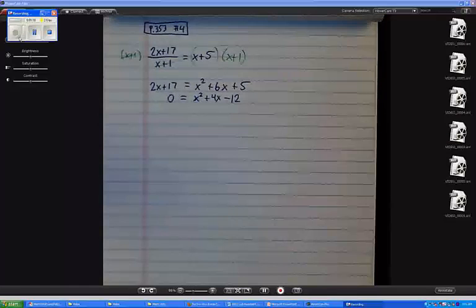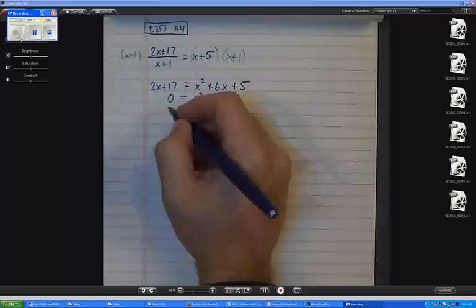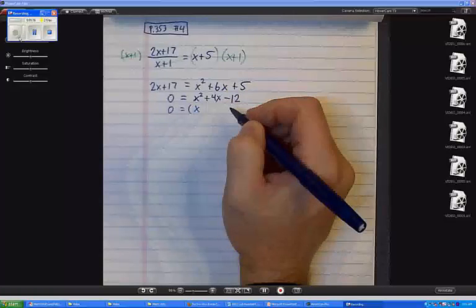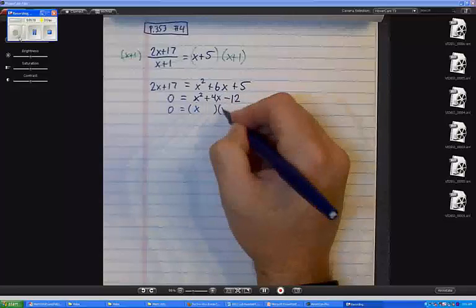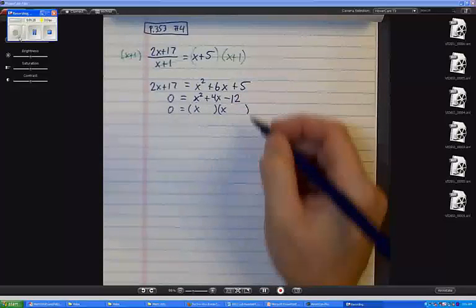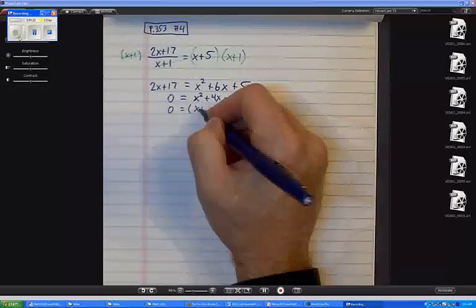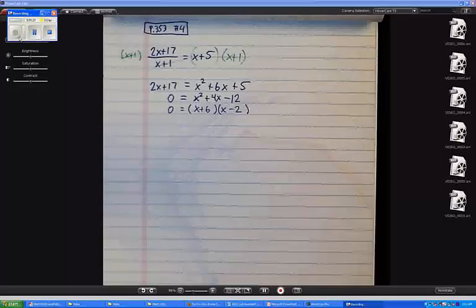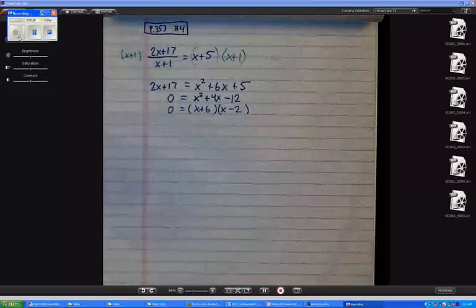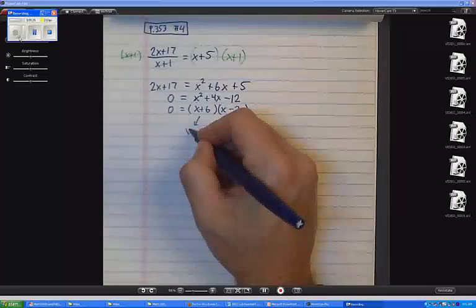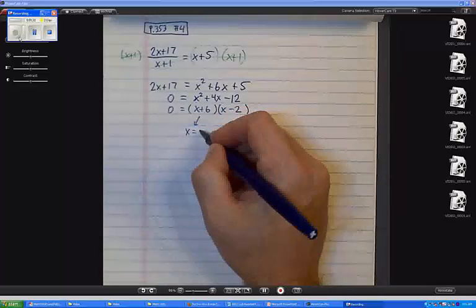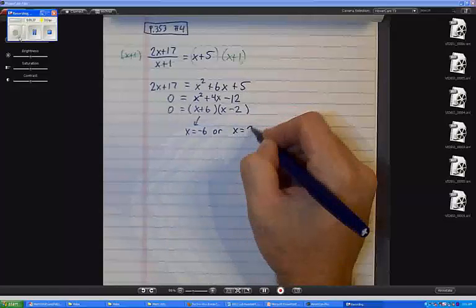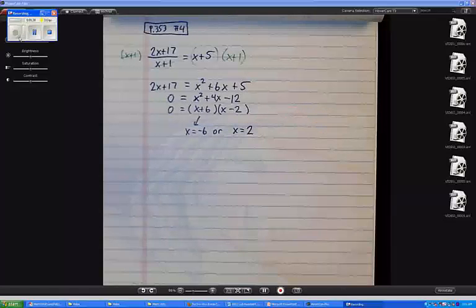Does this factor? What do I get? 6 and 2, right? So we want plus 6 and we want minus 2. That's okay? So from this, I get x equals negative 6 or x equals 2. You guys follow?